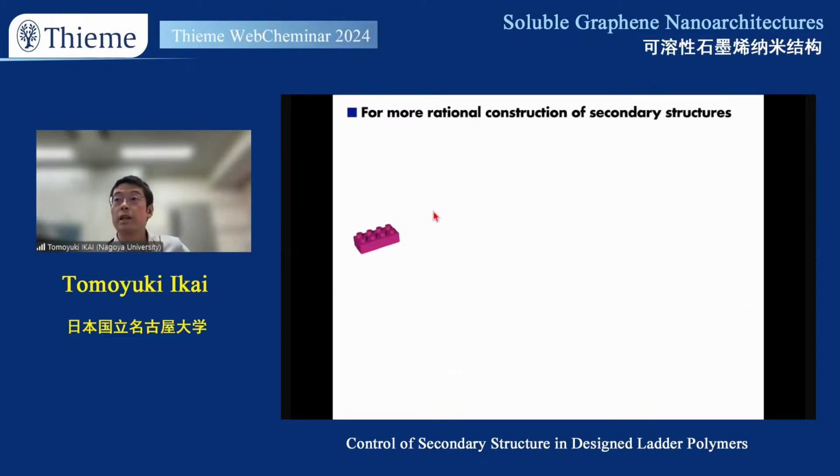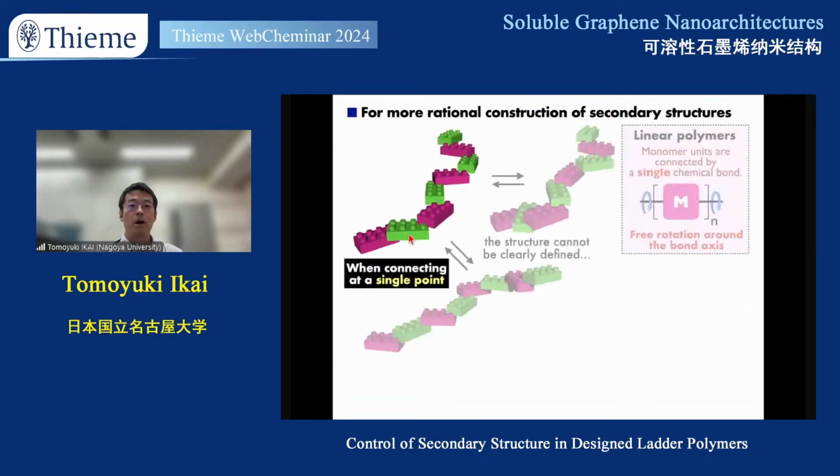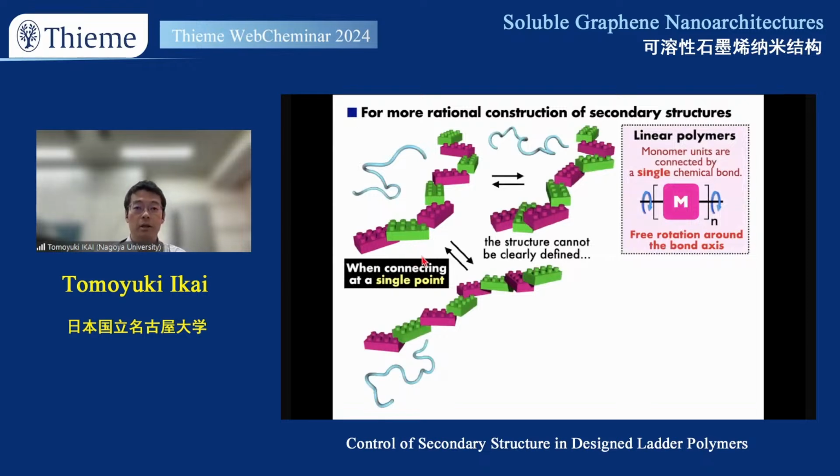Let me explain it using Lego blocks. Not many kids play in this way, but if you connect these Lego blocks at only a single point, the structure cannot be clearly defined because the connection becomes a moving part. This situation is very similar to a linear polymer connected by single chemical bonds. A linear polymer basically has a random coil conformation due to rotation around the bond axis.